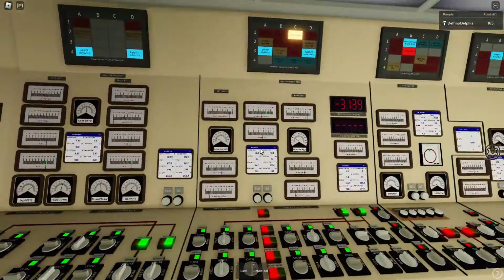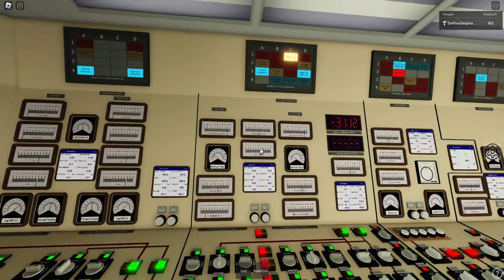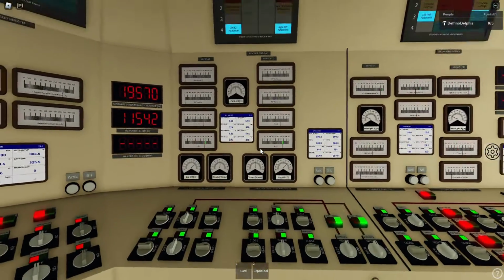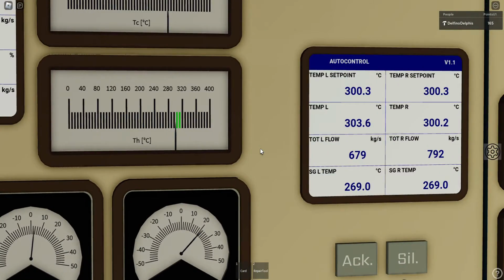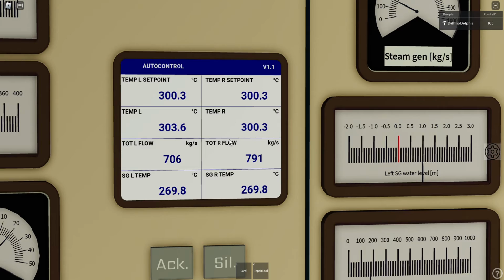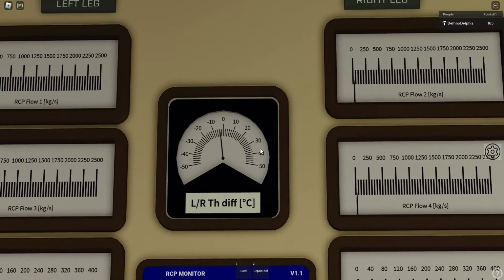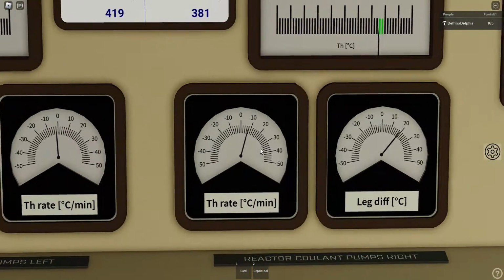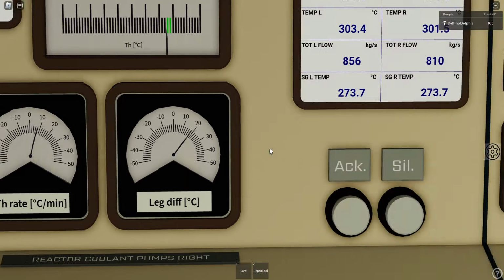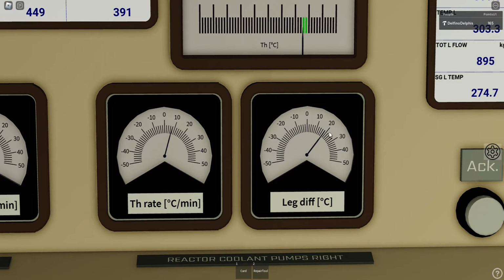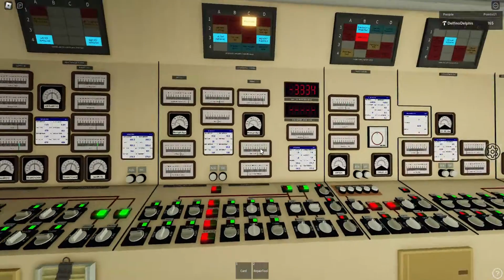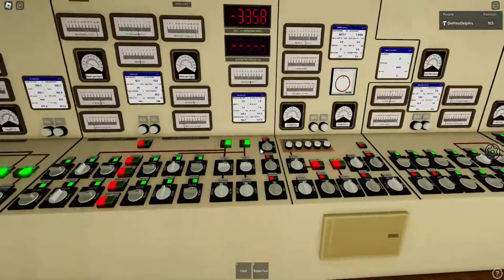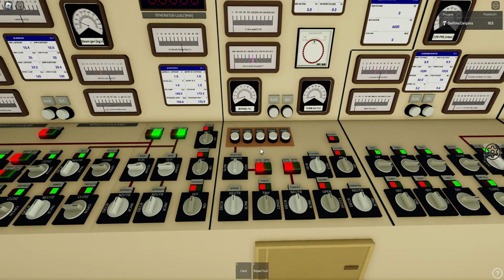Okay, we're at 20%. Over 5 megapascals in the secondary. Everything under control here. Both temperatures are quite similar. You can see this is the balance. So the left one is hotter a little bit, about 3 degrees. This is the difference between hot and cold leg. The higher the number, the more energy we are transferring. Okay, we are ready for the turbine run-up, so let's do it.